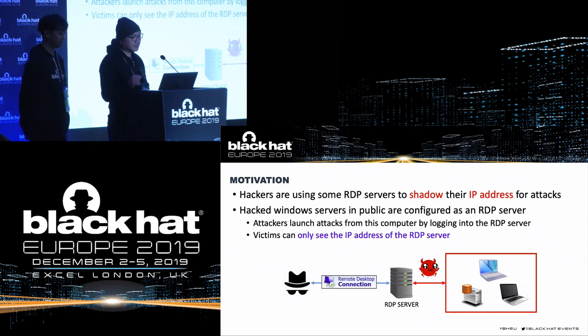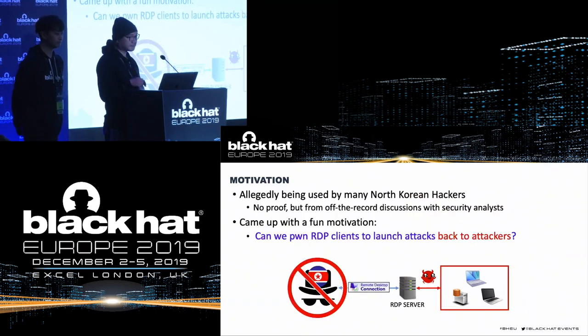Now, motivations. Hackers are using some RDP servers to shadow their IP address to attack. Hacked Windows servers are configured as RDP servers, and the victim can only see the IP address of the RDP server. These stories were informally heard from security researchers in Korea. No proof, but from off-the-record discussion with security analysts: can we attack an RDP client to counterattack an evil attacker? We began our research from this interesting idea.